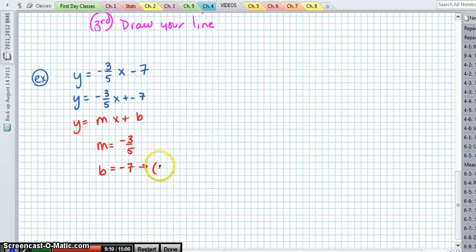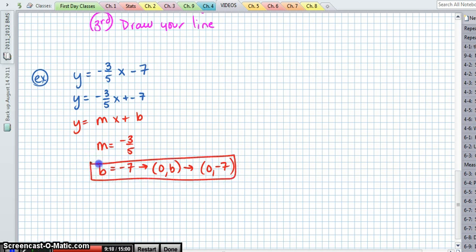Now remember, we want to write it as a coordinate because that's what we're graphing. So I'm going to graph (0, negative 7). Okay, so that's my b. My slope, be careful with your negative sign. It really doesn't matter where you place the negative, but the negative means that you have to move in the opposite direction, and you're only going to do that either with your vertical change or with your horizontal change.